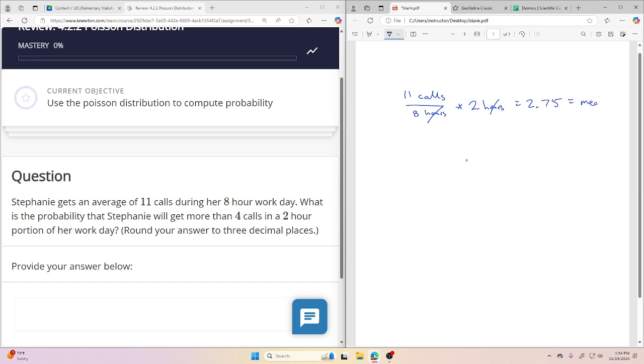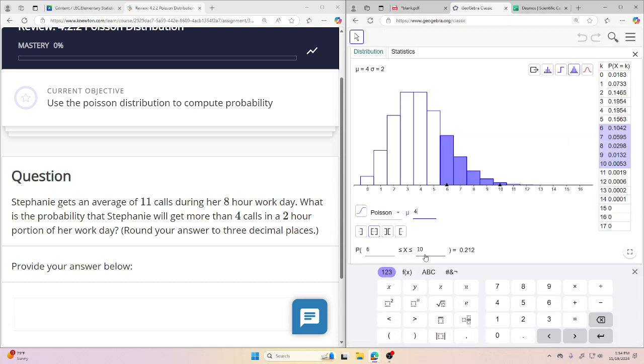So that's 2.75, and this is my mean. This is my average. That's the number that I'm going to put into GeoGebra in just a second. And so you're wondering, where's that 4 calls going? Well, that's the number I also have to put into GeoGebra, right? So I'm just trying to cancel things out so I can get calls. Now I can do calls and calls, and I can compare them. So here we go. Back to GeoGebra for a second. I got the 2.75.